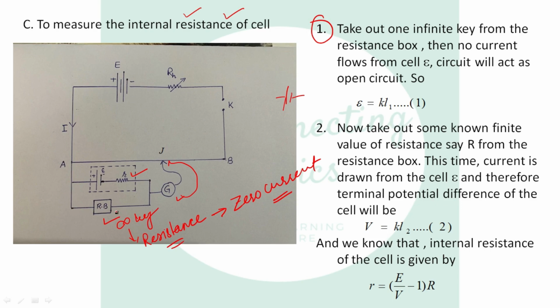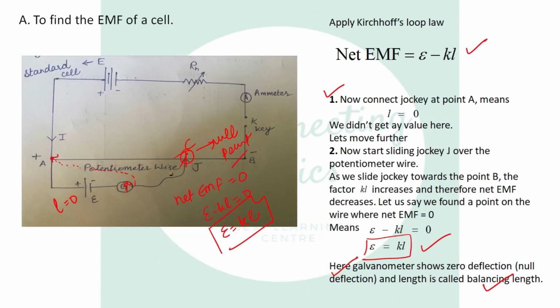So that means when we move the jockey from point A to B, a point will come where the galvanometer shows zero deflection, and at that point E equal to K into L1. This is how we measure the EMF of a cell. This is experiment number 1. Here we didn't draw any current from the cell. We just move the jockey from point A to B, and the net EMF is 0 at the point C where the galvanometer shows zero deflection, and we calculated E equal to K into L.